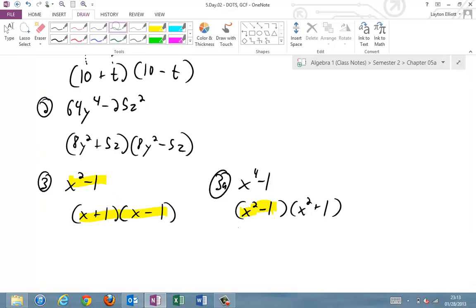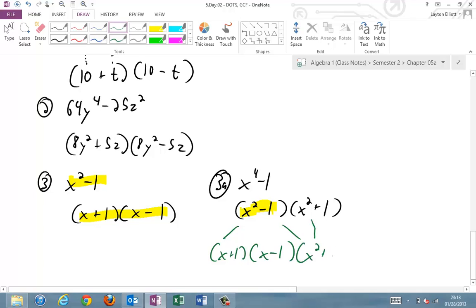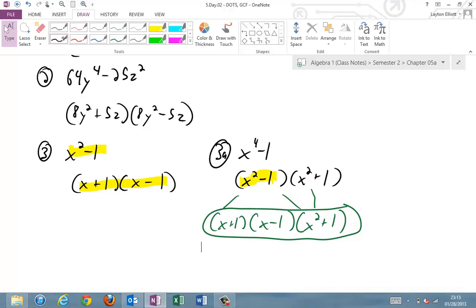So what I have to do is take this and split it up even further into x plus 1 times x minus 1. Then I take this thing and I just bring it back down as x squared plus 1, because that is a sum, it's not a difference. And that part's done. In that sense, this looks a lot like a factor tree, where I ended up with 3 possible factors instead of 2.